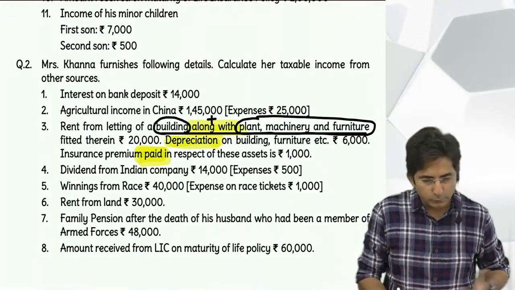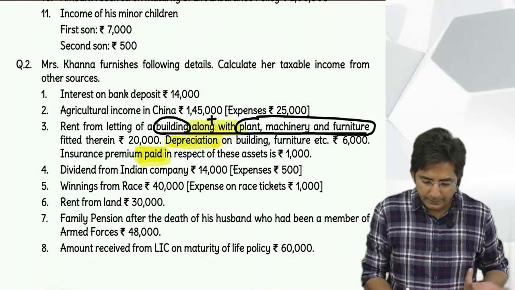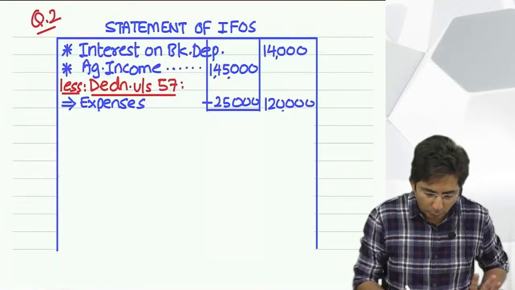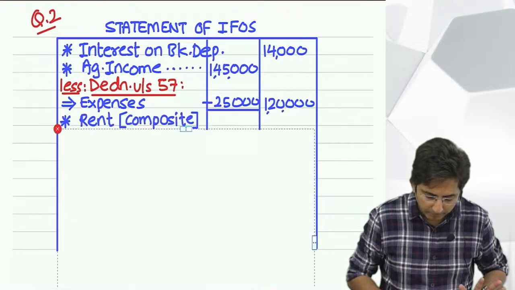So depreciation also you can minus, okay? And even insurance premium. But see, better to write like this. Look, see how I have written.